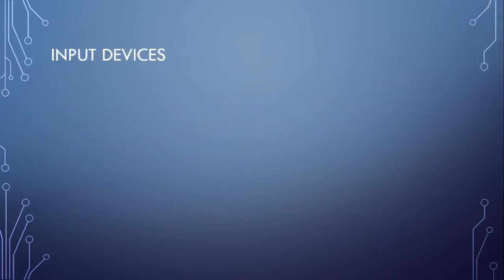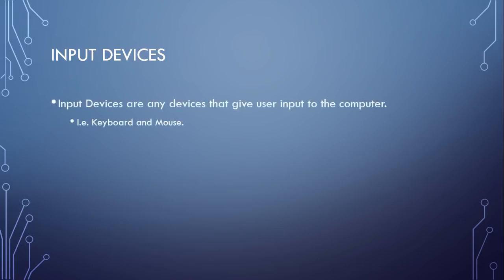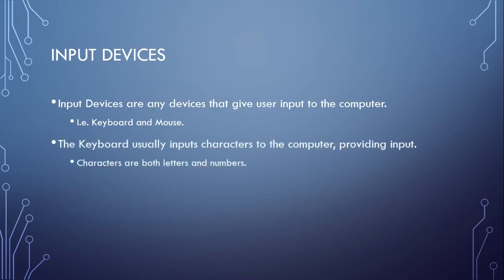All right. Now, let's quickly discuss what an input device is, because it's very important. This is one example of a peripheral. These are any devices that give the user input to the computer. So, quick example, keyboard and mouse. The keyboard typically inputs characters to the computer, providing input. And when I say character, I'm referring to anything on your keyboard. Not just a letter, not just a number, but anything, such as a spacebar is a character. Hitting backspace is a character. Pretty much anything on your keyboard.